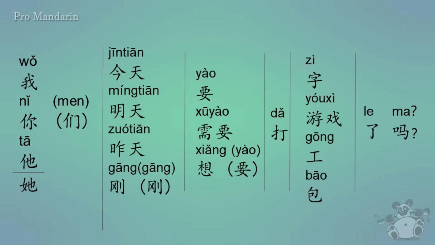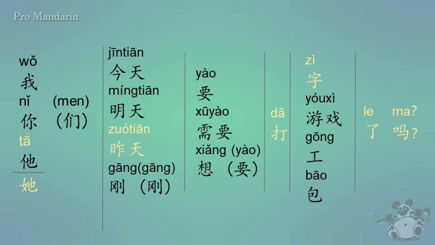All right, now how would you say, did she type yesterday? Or was she typing yesterday? 她昨天打字了吗? Now, on the other hand, if we said, did she need to type yesterday? In this case, we would say 需要, and then we would drop the le. Now, even though we're talking about yesterday, it's not something that was actually completed. It was more of, was it something she needed to do? So then we would say, 她昨天需要打字吗?